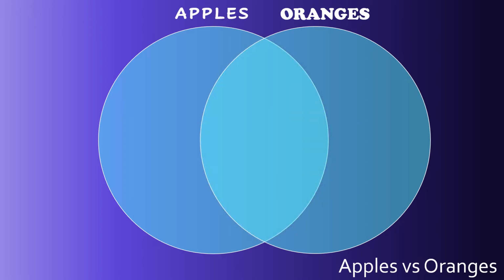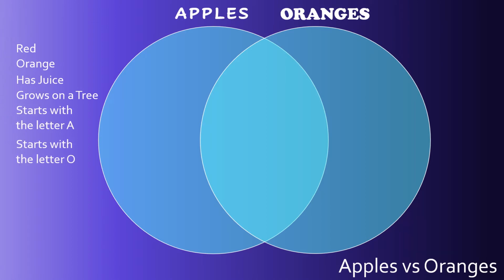Now let's imagine that the characteristics we're talking about are: it's red, it's the color orange, it has juice, it grows on a tree, it starts with the letter A, and it starts with the letter O.